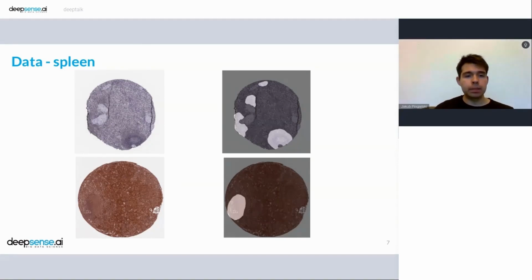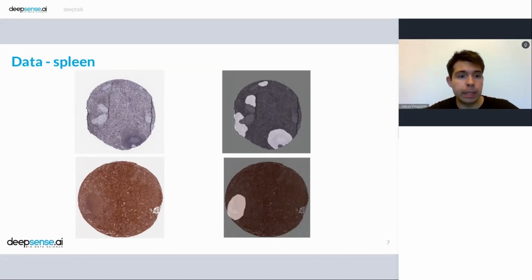So here are some examples of dataset provided. Here are 2, on the left-hand side, 2 images of spleen, and on the right-hand side, those images with the binary masks. So you can see where the FTUs are. One thing to notice is that, well, colors are quite different, right?